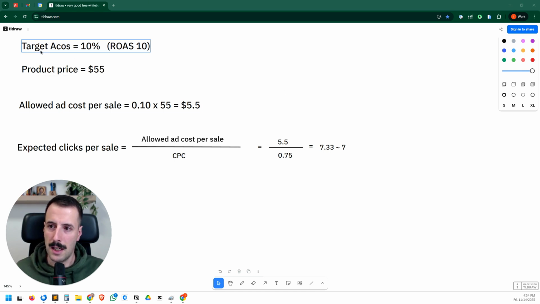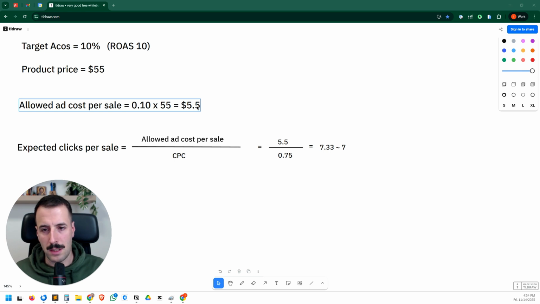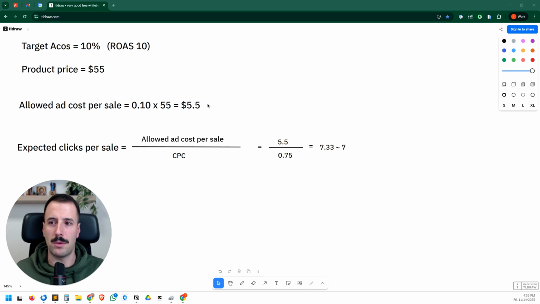Again, let's say your target ACoS is 10%. For whatever reason, that is a ROAS of 10. Product price is $55. There's a calculation. So the allowed ad cost per sale is 10% times 55, the product price. So you need to spend $5.5 at maximum to have an ACoS of 10%.